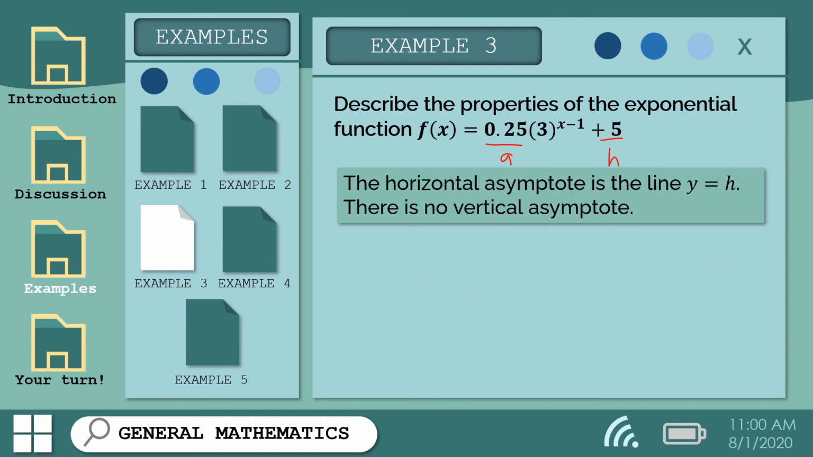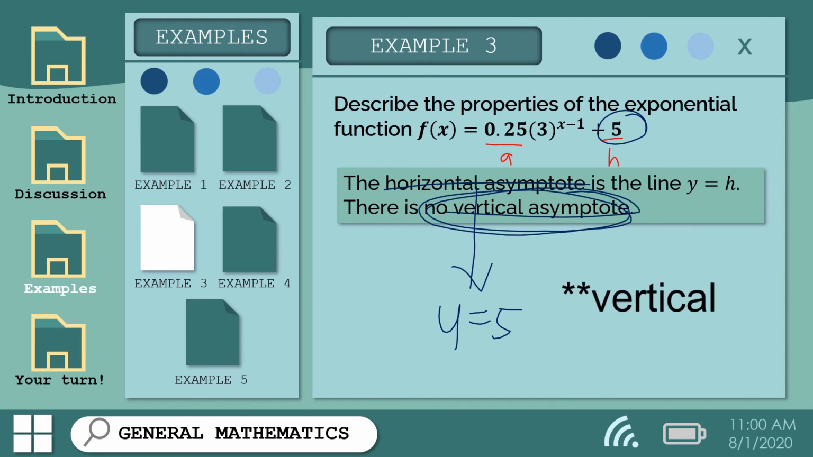Next is our horizontal asymptote. It says here that the horizontal asymptote is y is equal to h. And the h in our function is 5. So, the horizontal asymptote is y is equal to 5. It's that easy. And, of course, we have no vertical asymptote. Okay? So, that's it. Let's have example number 4.